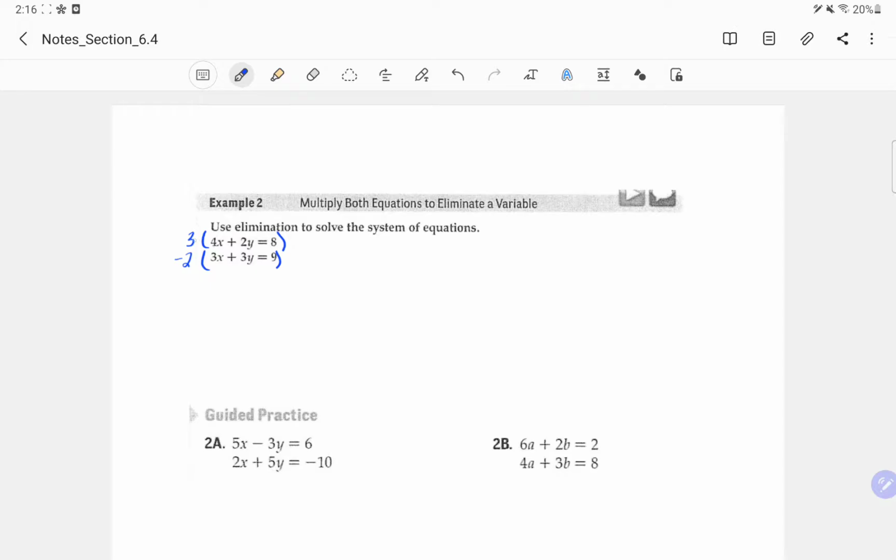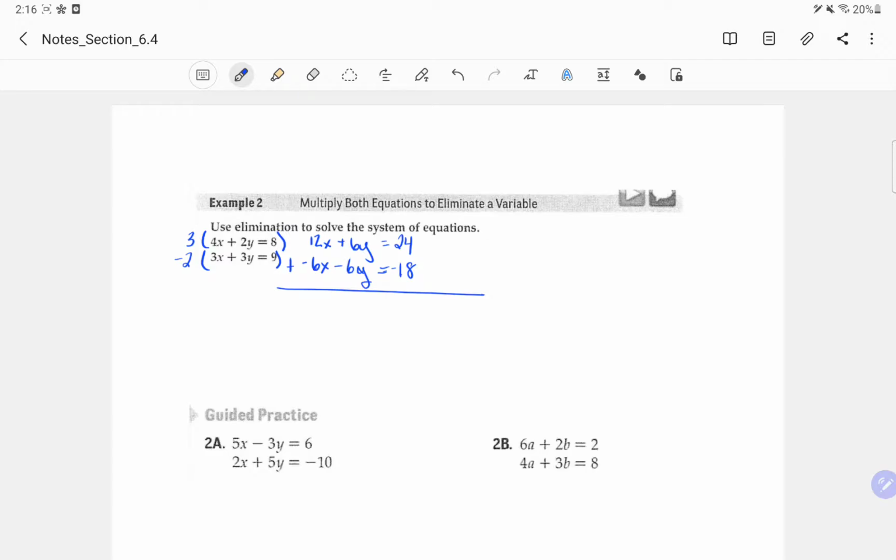Okay? So 3 times 4 would be 12x. 3 times 2, 6y. 3 times 8 is 24. Repeat that. -2 times 3 is going to be -6x. -2 times 3, again, -6y. And then is equal to -2 times 9 would be -18.